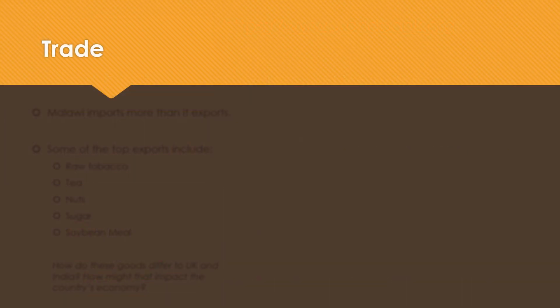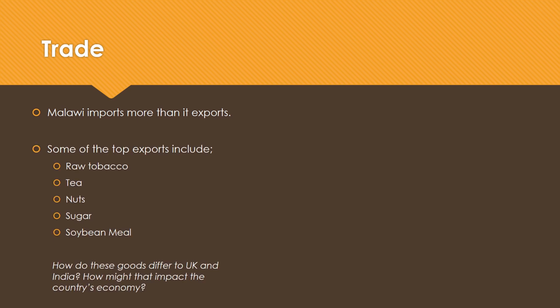Okay, next up we have trade. So Malawi imports more than it exports, so it takes in more goods than it sells to other places. And you might expect that sometimes with a less developed country. So some of the top exports, so things that it sells to other countries, include raw tobacco, tea, nuts, sugar, and soybean meal. So if you think about the list that you created for the UK and India, how are they different and how might this impact the country's economy?